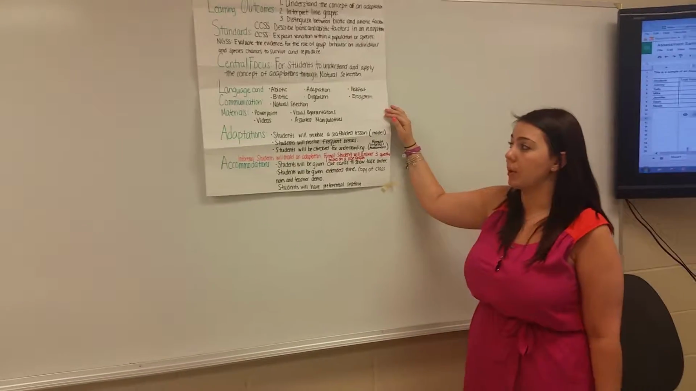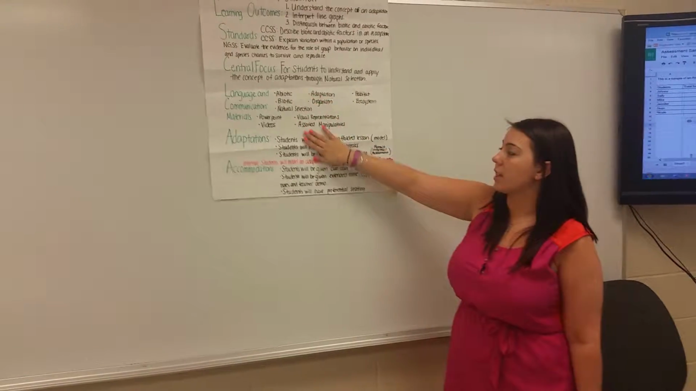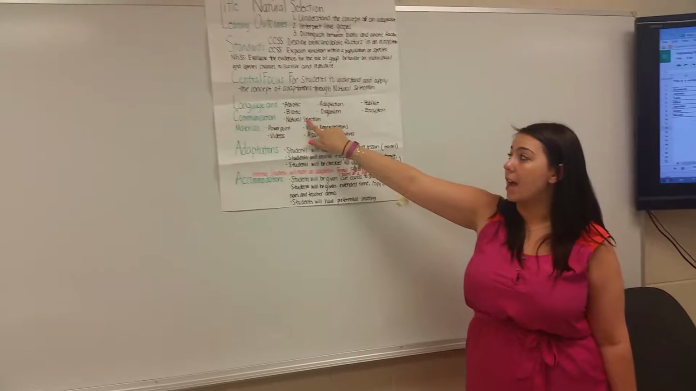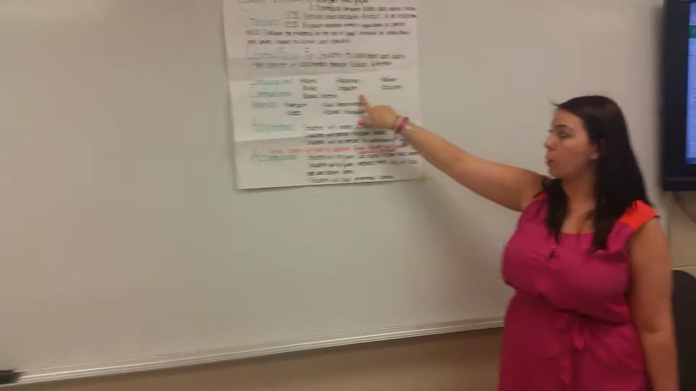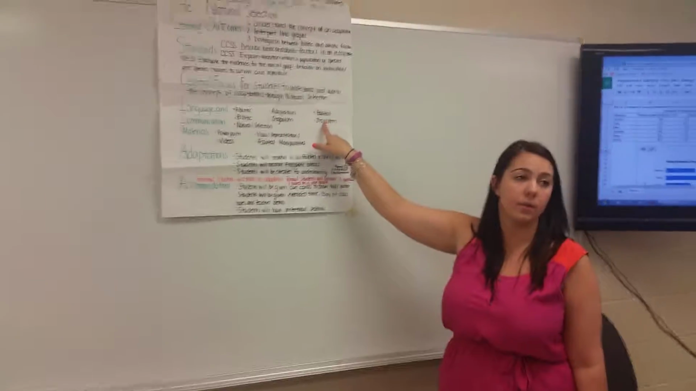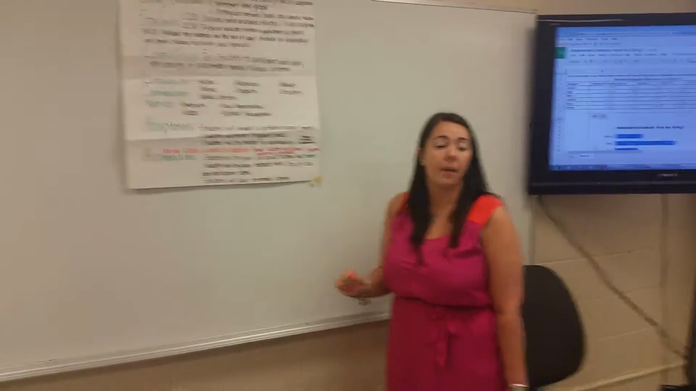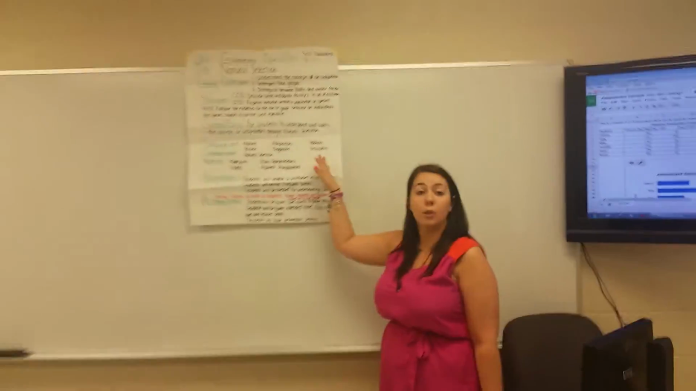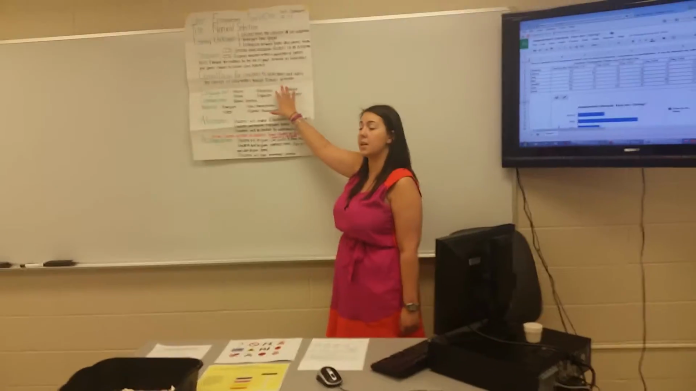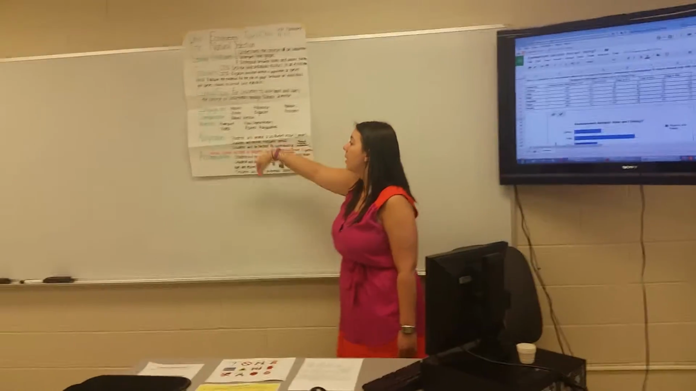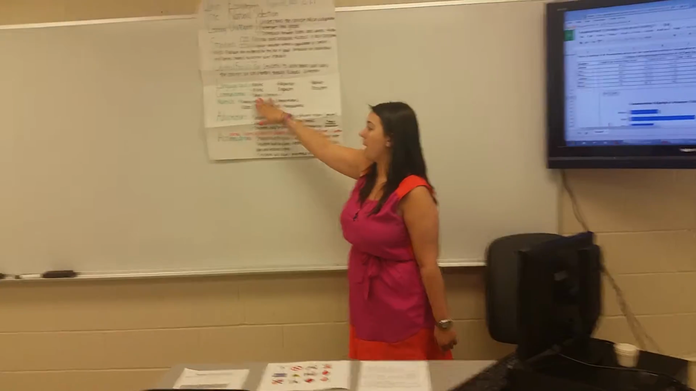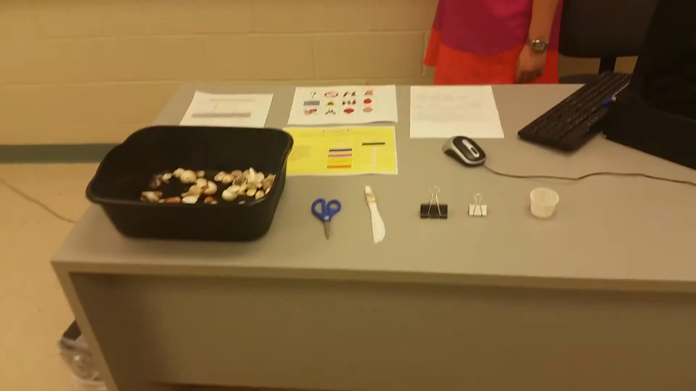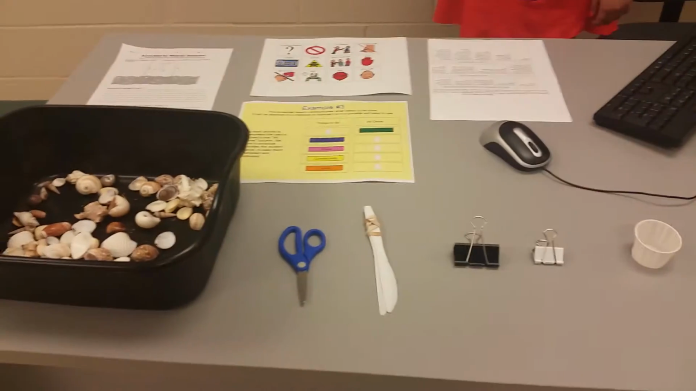For language and communication, students need to understand the following 7 words: abiotic, biotic, natural selection, adaptation, organism, habitat, and ecosystem. Some students, based upon their disabilities, will receive these words as well as their definitions, so they're able to understand the meanings as they go through the lesson. The materials that we'll be using are a PowerPoint, supplemental videos, visual representations, and assorted manipulatives.